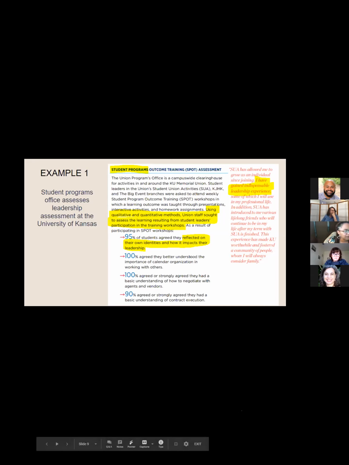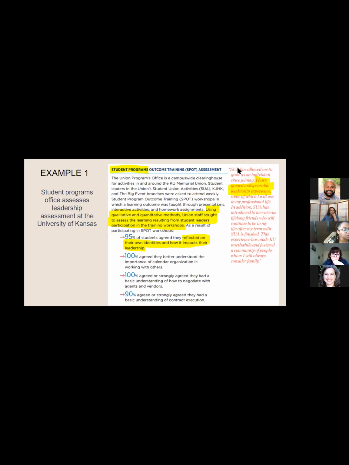What you'll see here, I highlighted in yellow what they were doing in the middle. They're using qualitative and quantitative methods to assess the learning resulting from student leaders' participation in the training workshops. And they give us these data points. 95% of students agreed that they reflected on their own identities and how it impacts their leadership, and so on. Those are great numbers. Everybody wants to have a report like that, right?